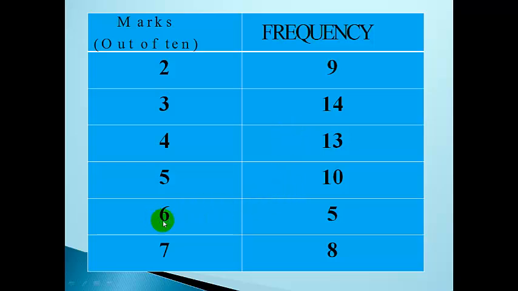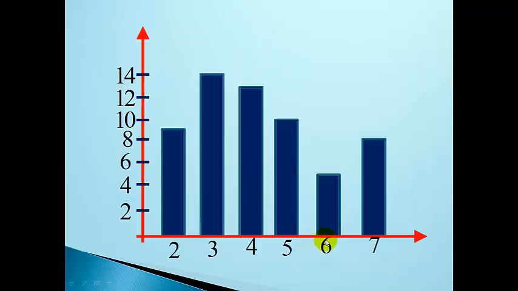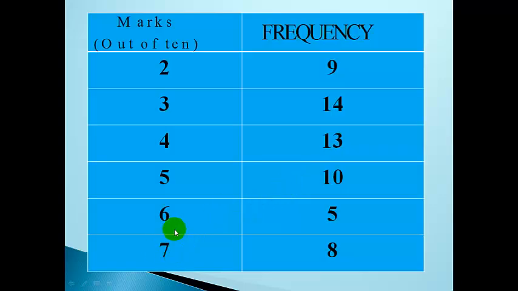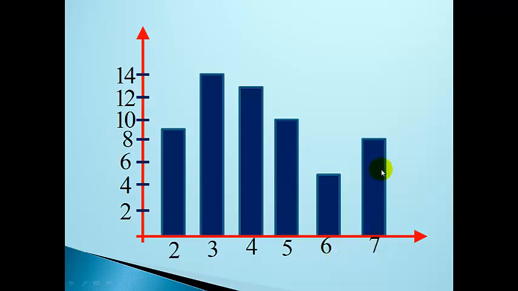Now back to the table, 6 also corresponds to 5. So we have 6 corresponding to 5. Now 7 also corresponds to 8. So 7 corresponds to 8. So this is our bar chart.